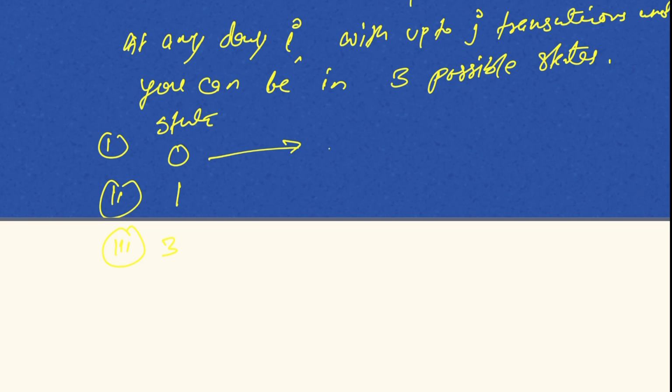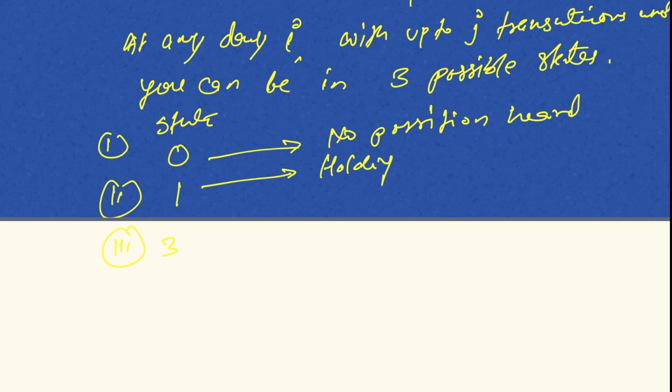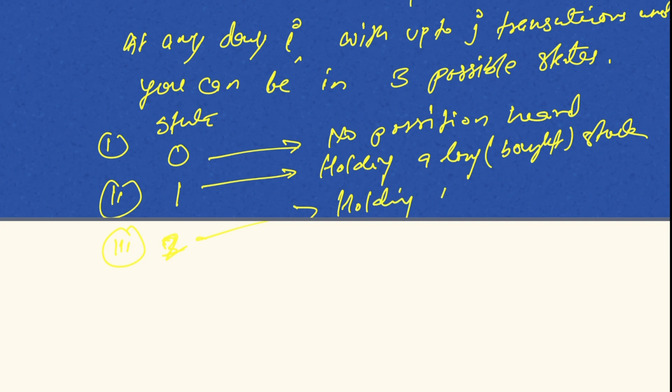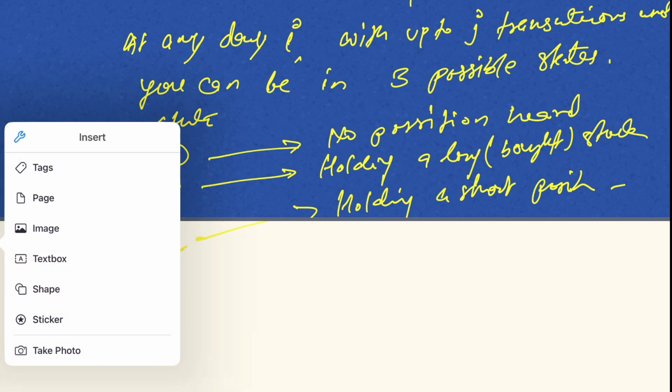When the state is 0, it means no position held. This is a neutral state. When the position is 1, it means we are holding a long, that we have bought stock. Then let's go with 2: it is holding a short position. So like that we will have the states. So we'll understand the states now.